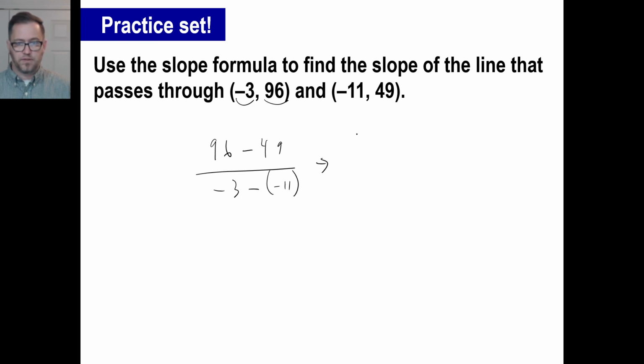Well, 96 minus 49 is 47. Negative 3 minus negative 11 is the same thing as negative 3 plus 11, and 11 minus 3 is 8. So there we go. There's your slope.